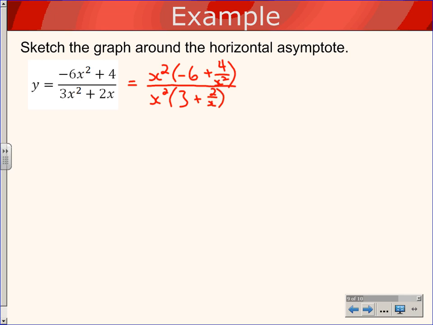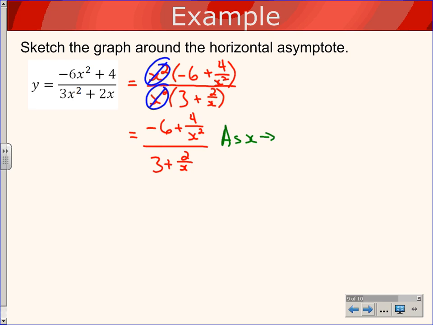So the reason this works, x squared and x squared were pulled out. They cancel. You're left with minus 6 plus 4 over x squared and 3 plus 2 over x. And what happens as x gets really big?